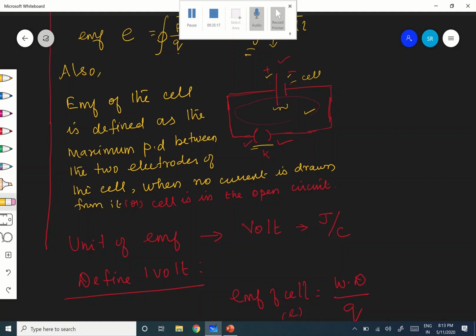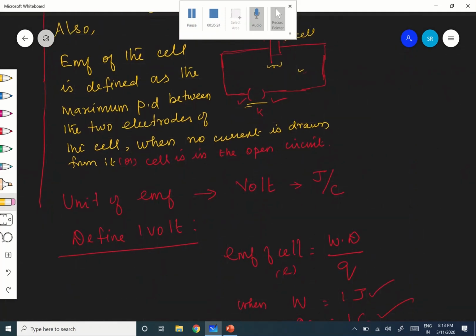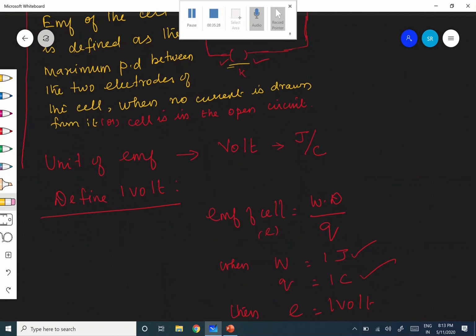Okay, therefore now how to define it. We are not defining the EMF of the cell, we are defining 1 volt with respect to EMF. Therefore, EMF of the cell is said to be 1 volt when 1 joule of work is done, or 1 joule of energy is supplied by the cell, to drive 1 coulomb of unit positive charge once around a closed circuit. That is what is called 1 volt, okay, right.